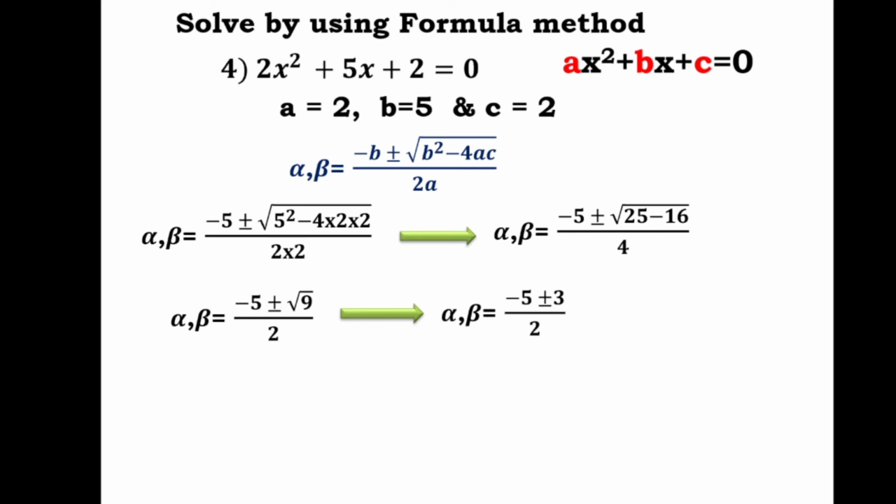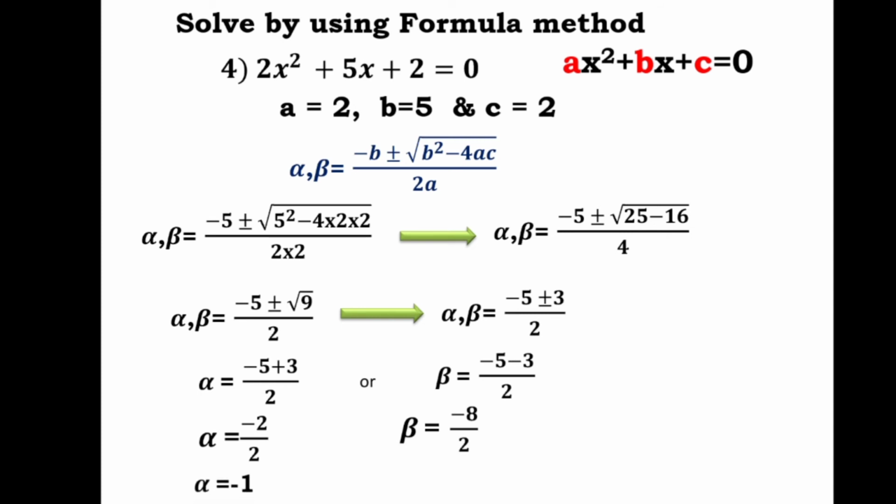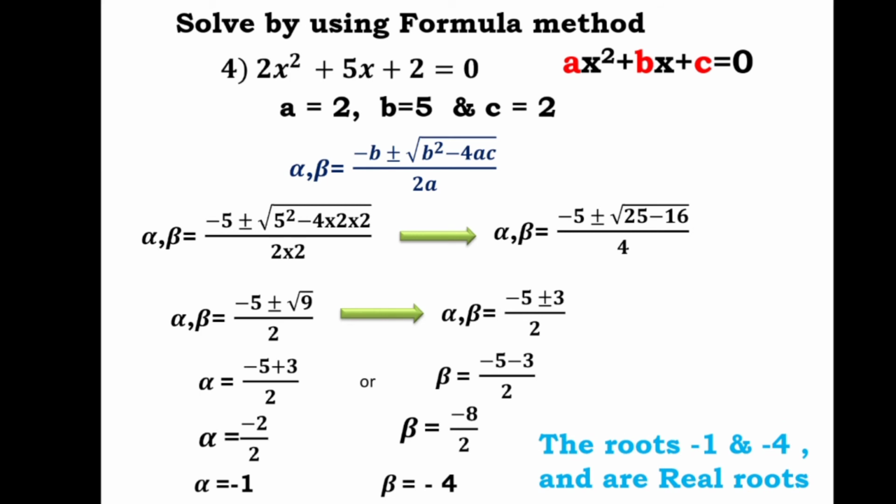So you will get alpha comma beta is equal to minus 5 plus or minus 3, divided by 2. Now we will take one plus and one minus. So alpha will become minus 5 plus 3 divided by 2, whereas beta will be taken as minus 5 minus 3 divided by 2. Just solving both the equations, you will get alpha is equal to minus 1 and beta is equal to minus 4. Thus the roots of the equation are minus 1 and minus 4, and the roots are real. I hope you understood this.